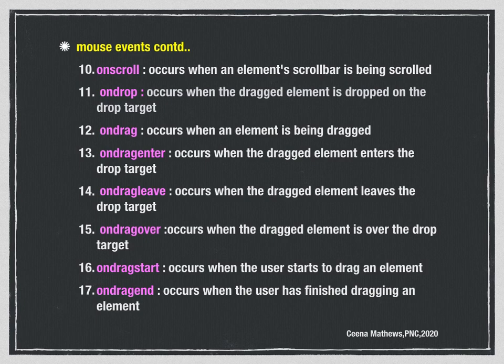On drag start, as soon as you begin dragging, this event occurs when the user starts to drag an element. On drag end occurs when the user has finished dragging an element. So these are some of the mouse events.